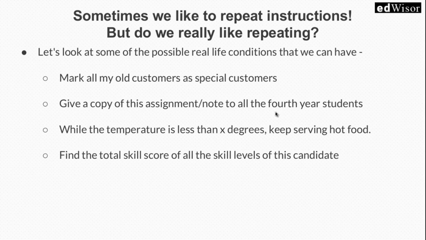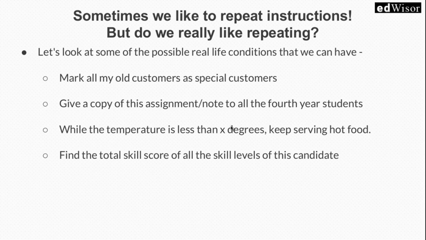And in the fourth example that is given, that is find the total skill score of all skill levels of this candidate. So you are learning on advisor.com, you have different skill levels, you have different modules inside them, you have different videos, you are getting a score for completing your modules, etc. So when I'm calculating the total skill score, I would ideally like to find out the sum of all the skill scores of all the levels. This is one of the conditions that will come to us as advisor.com developers.